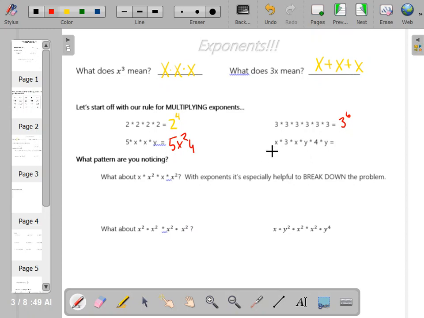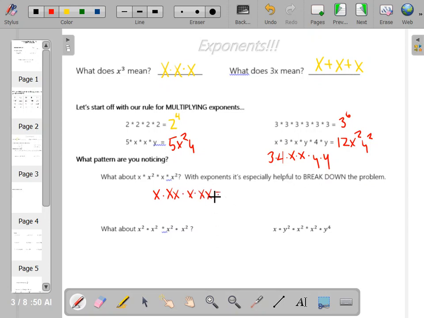Now if it helps you, you can put this in a different order, so I'll put the coefficients out front. Then I'll put my x's, and then I'll pair my y's. You're allowed to move things around because multiplication is commutative. That means you can change the order. That helps me because now I can say, 3 times 4, that's 12. X times x, that's x squared. And y times y, that's y squared. And you're done.